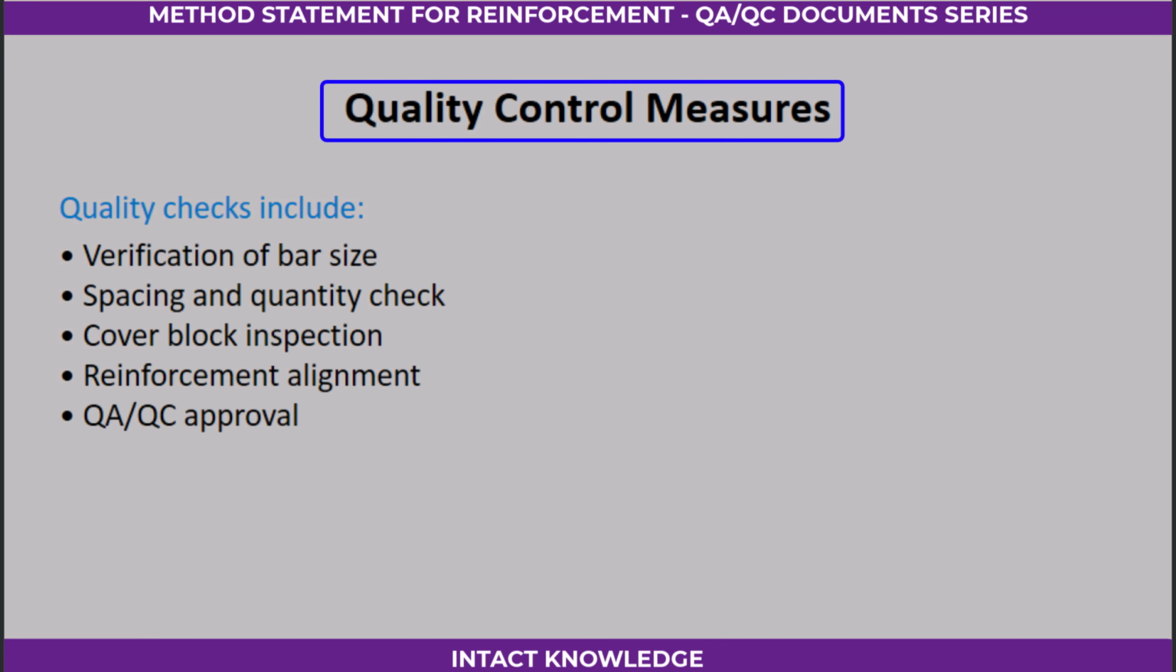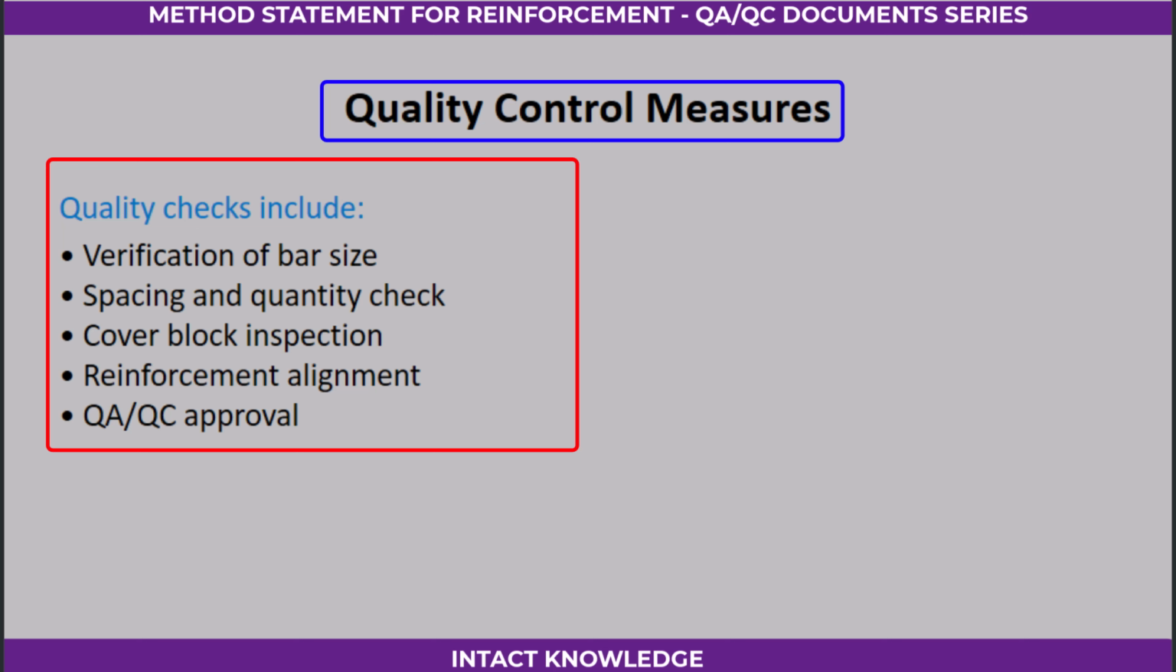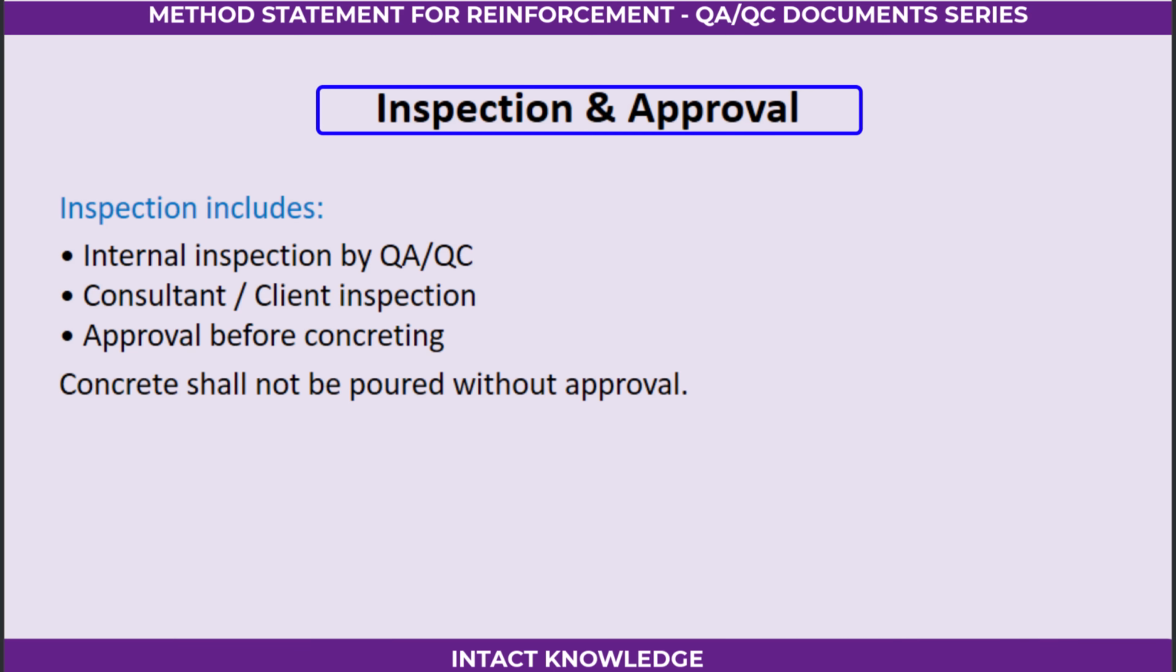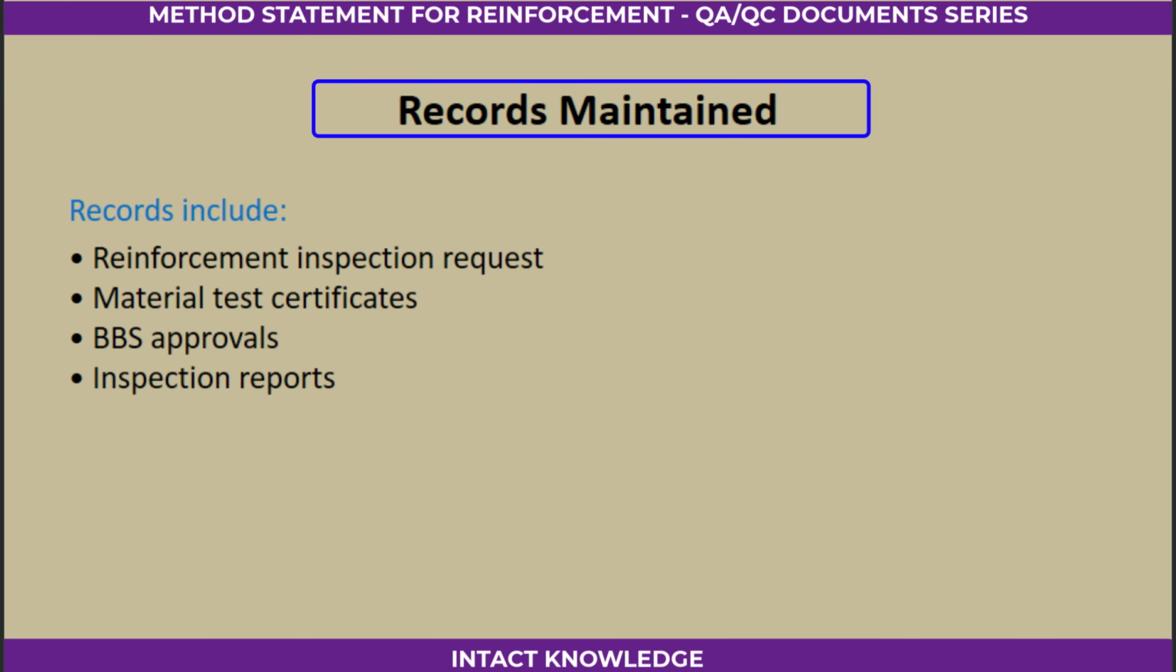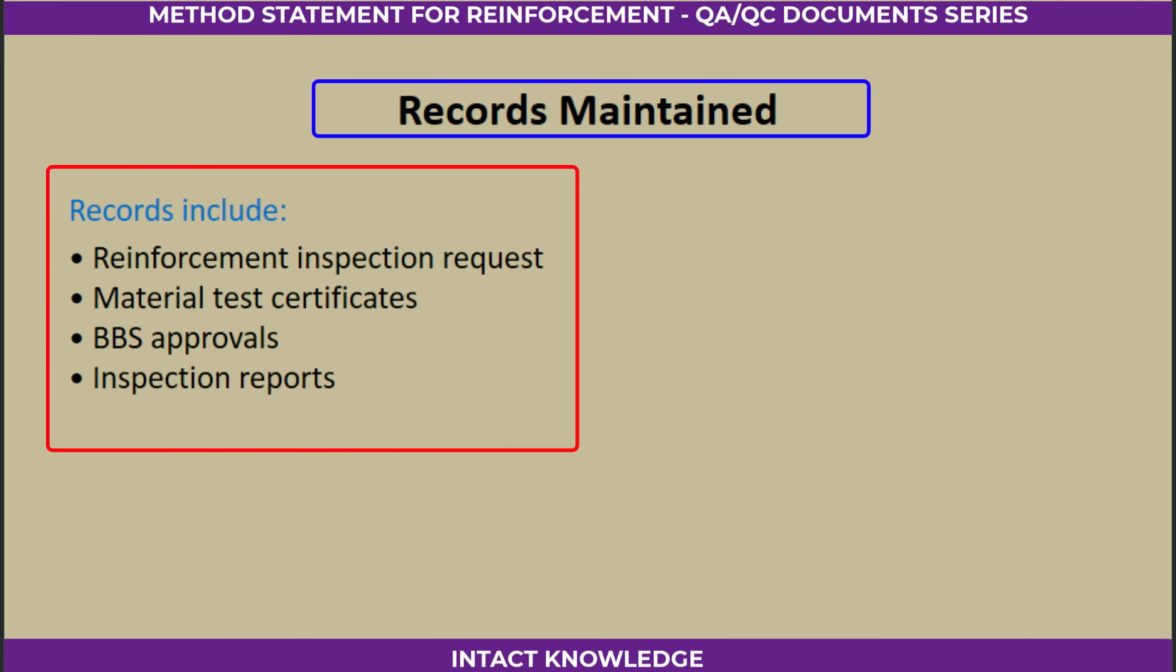Quality control measures. Quality checks include verification of bar size, spacing and quantity check, cover block inspection, reinforcement alignment, QA/QC approval. Inspection and approval. Inspection includes internal inspection by QA/QC, consultant client inspection, approval before concreting. Concrete shall not be poured without approval. Records maintained. Records include reinforcement inspection request, material test certificates, BBS approvals, inspection reports.